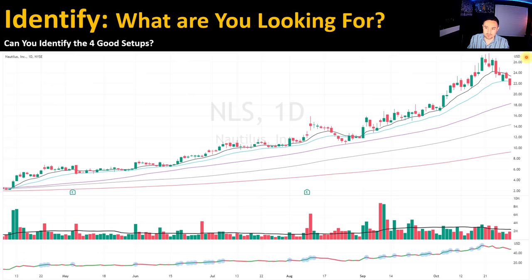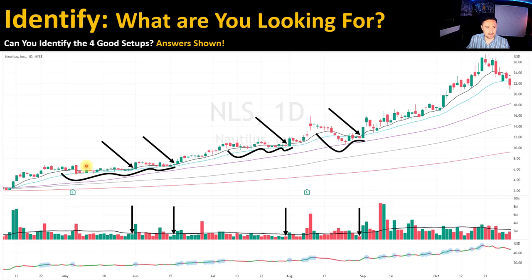Let's do another one. Can you identify the 4 good setups? So on this chart here, there's 4 really good setups. 3, 2, 1. There they are. One in here. See how it just gets really tight, 10-21, stock is in an uptrend.